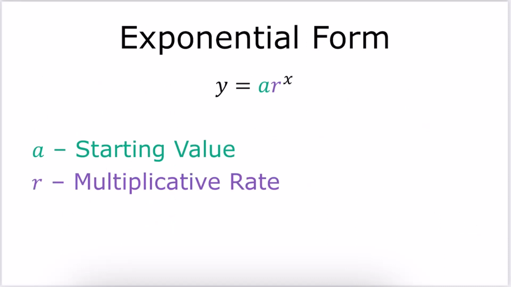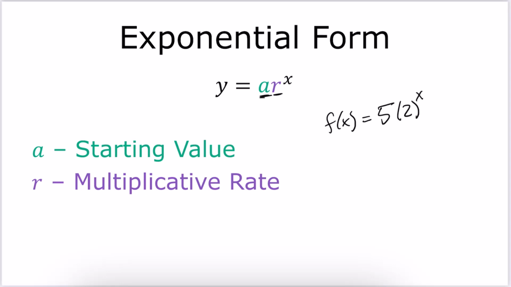So the general form for an exponential function is going to look something like this, where A is the starting value and R is the multiplicative rate. So in the example of the doubling pennies, we had f of x, which you can also represent with a y, equals, I think we started with 5 pennies and then we doubled it every day. So we had 5 times 2 to the x.